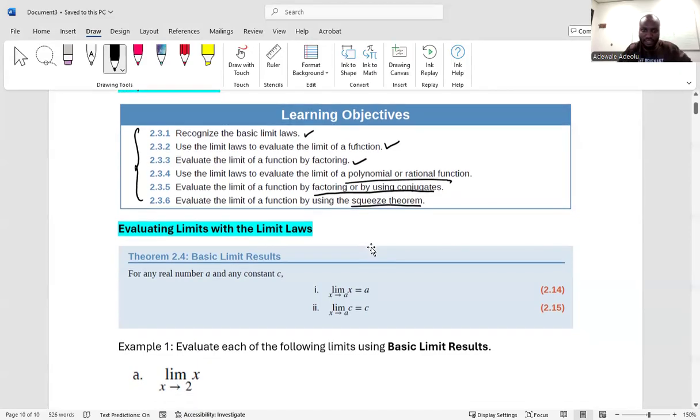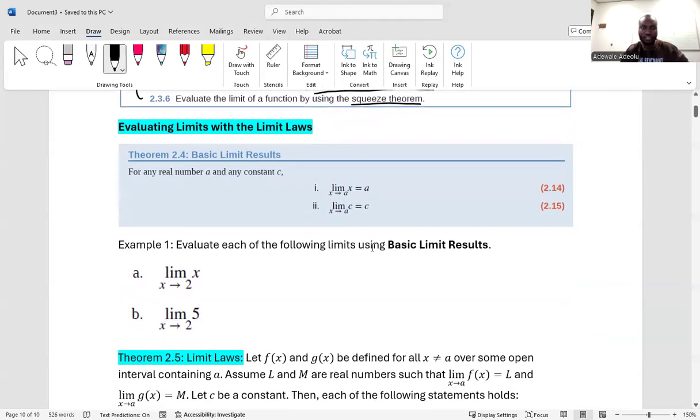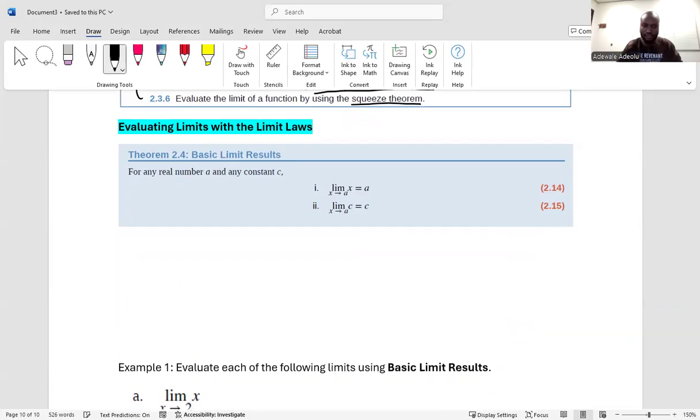Let us quickly revisit something we learned from our last class. I have given you these basic limit results, but let me quickly remind us how we got that result. If we have, let's say, a function f of x equals x, a linear function, which behaves this way.